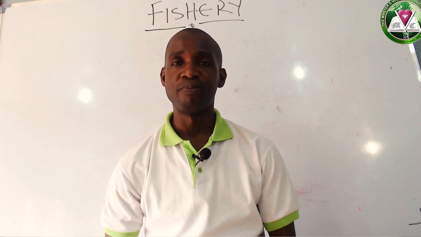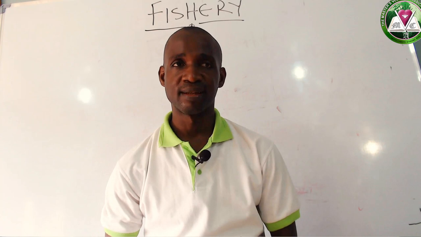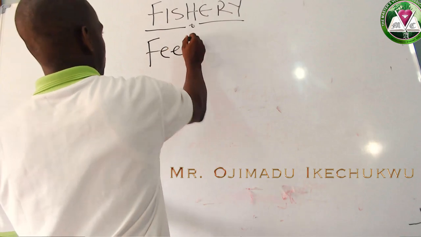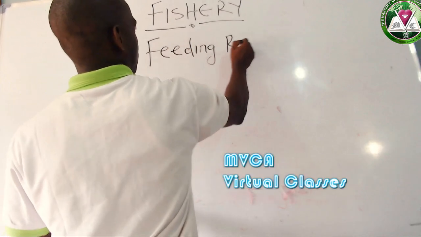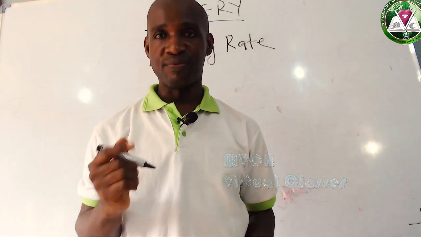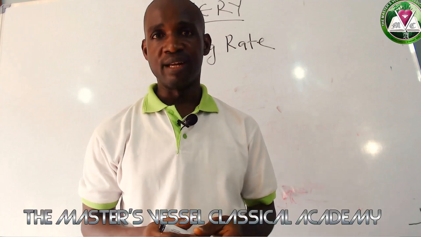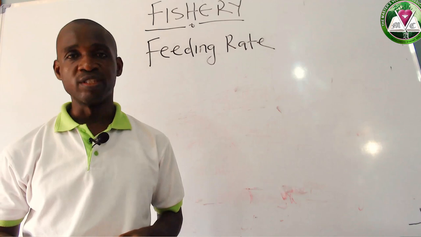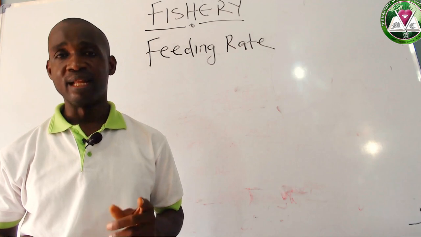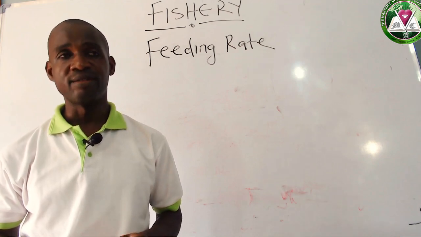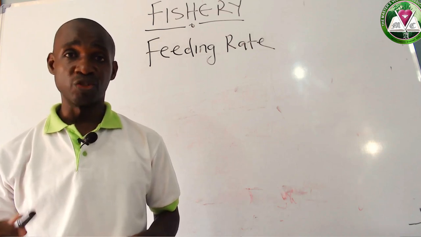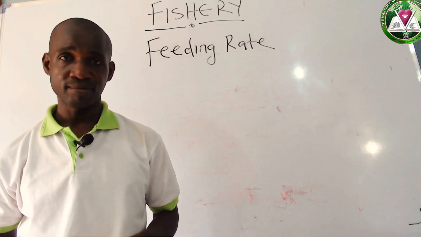In this class, we'll be looking at the topic captioned feeding rate. What is feeding rate? Feeding rate refers to the quantity of feed given to the fish in a particular day. Feeding rate refers to the quantity of feed given to the fish per day.